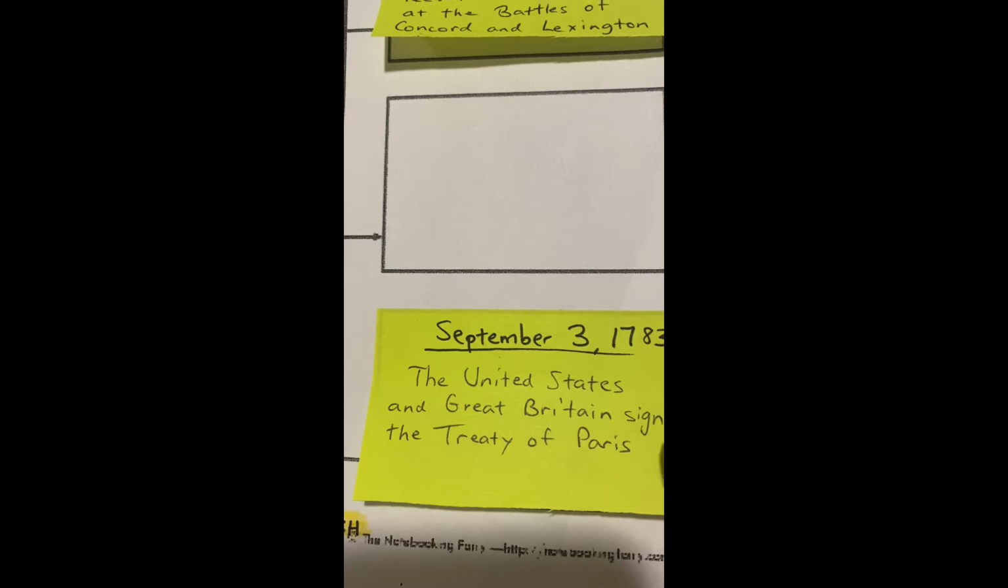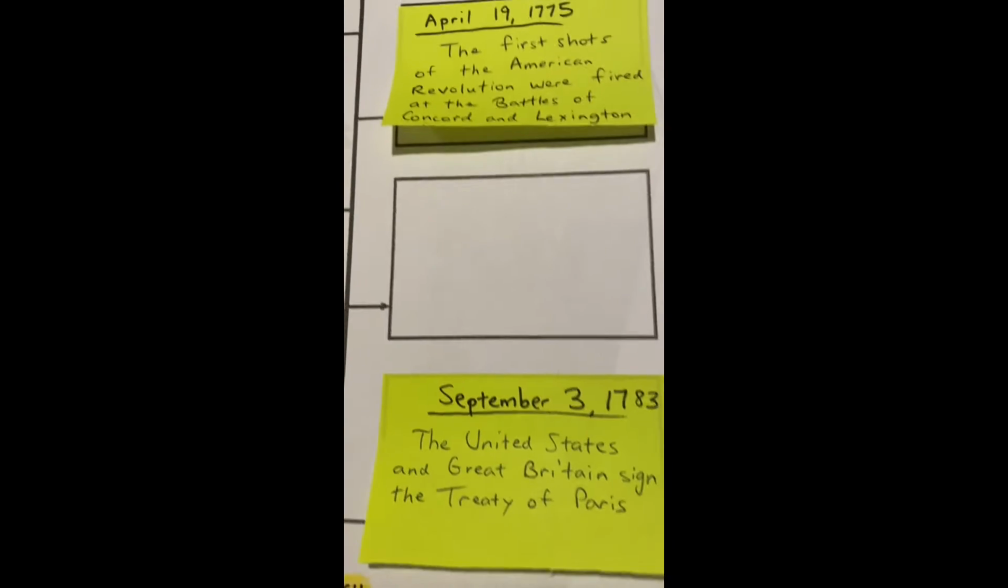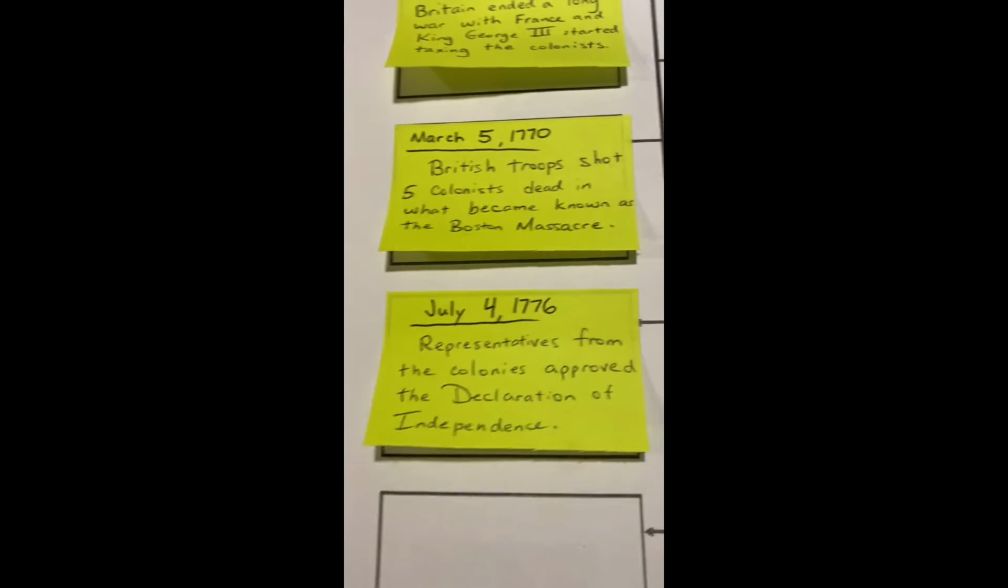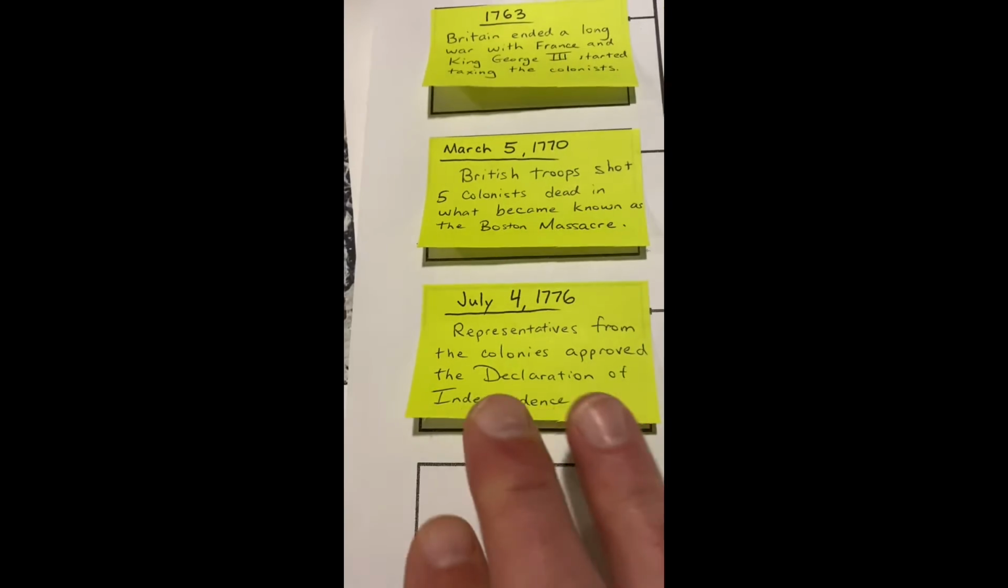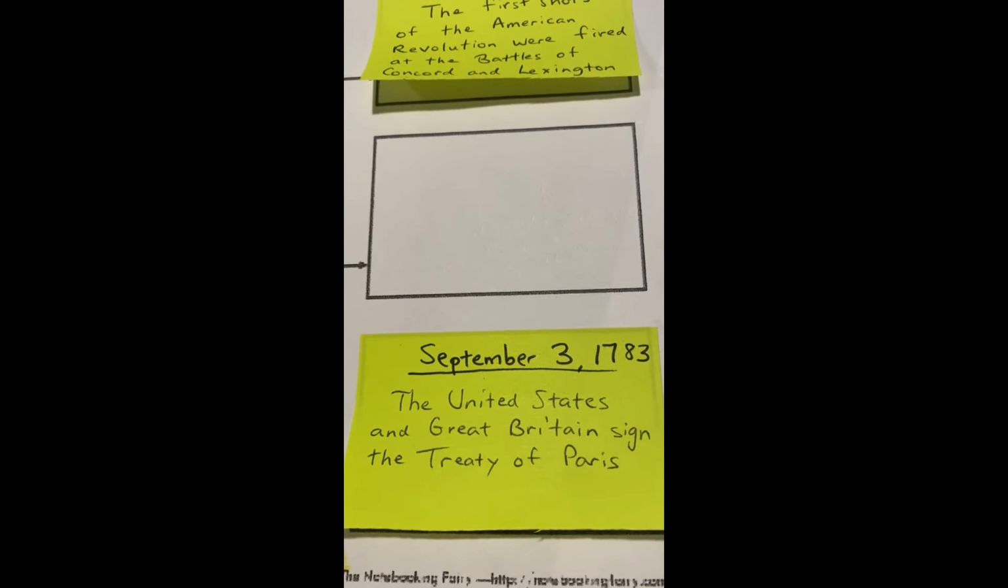And I put that post-it note here down at the end, September 3rd, 1783. That's when the United States and Great Britain actually signed the Treaty of Paris. And that's when the United States became their own free country from Great Britain. So there was a lot of things that happened in between. We declared our independence, and then a bunch of things happened before we finally were free from Great Britain.